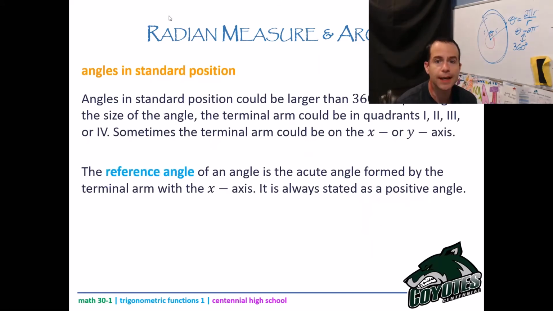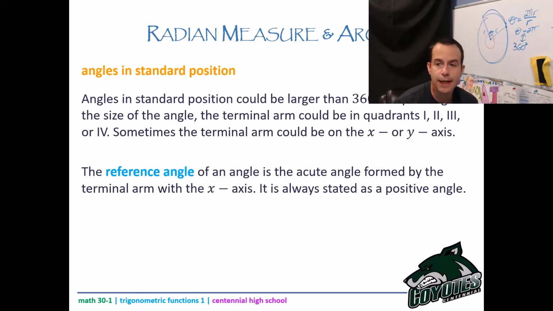Okay, angles in standard position could be larger than 360 degrees. Depending on the size of the angle, the terminal arm could be in quadrants 1, 2, 3, or 4. Sometimes the terminal arm could be on the X or Y axis as well. Those are special. They're called quadrantal angles. I'll write that down for you in a minute.